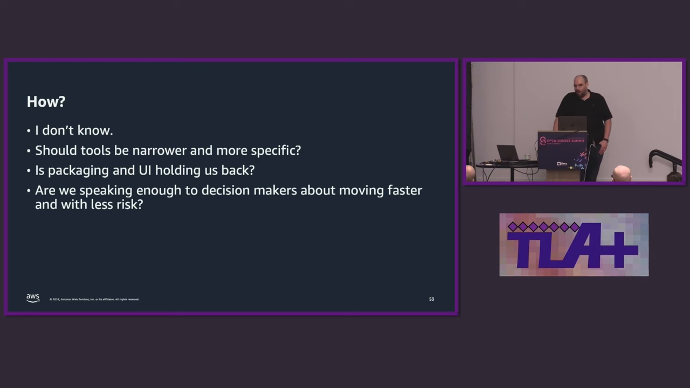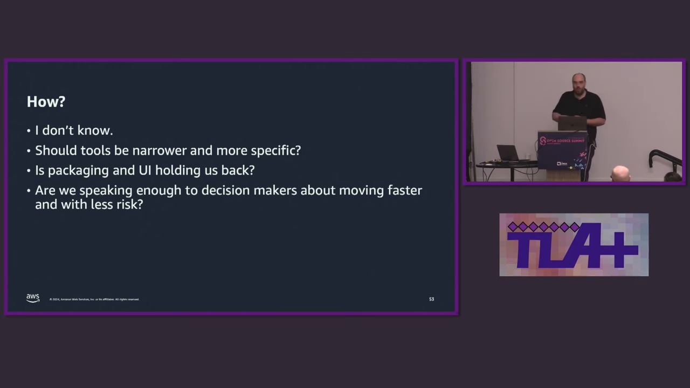I think one of the real powers that TLA Plus has is getting people into this really abstracted space and getting them out of their comfort zone reasoning-wise. And so I don't actually know which is the right answer to that, but I think we're going to need to try a bunch of things.